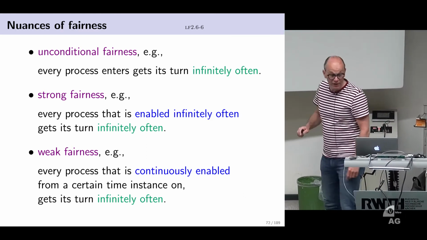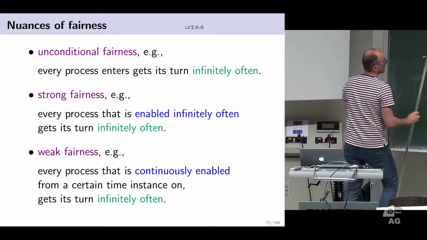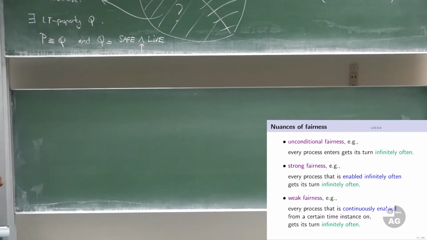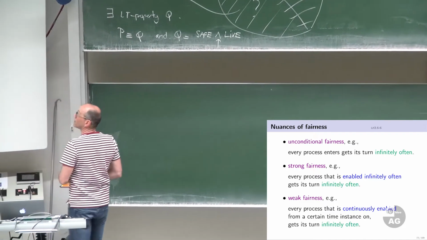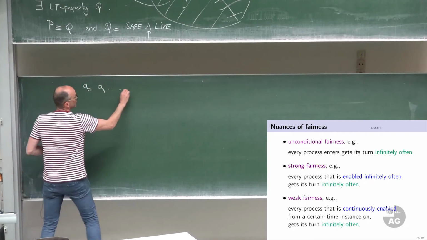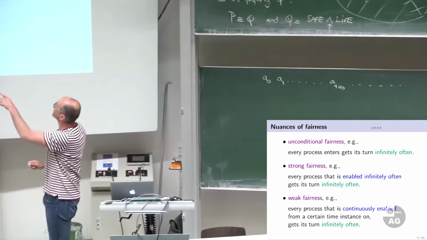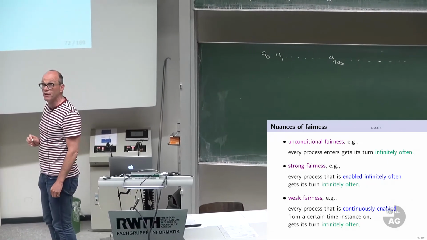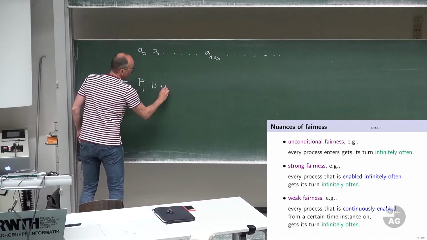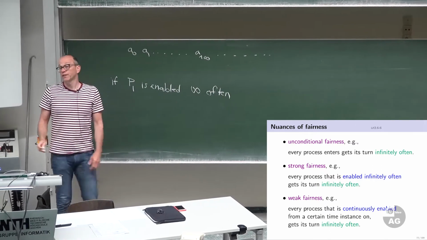So what's the difference between the second bullet and the third bullet? Let me try to make that clear. Maybe you look at the run of the system, and your run of the system is an infinite run. So here we have something like A0, A1, etc., A100, etc. Then the second condition, strong fairness, says every process that is enabled infinitely often gets its turn infinitely often. So if P1 is enabled infinitely often, it needs to get its turn infinitely often.